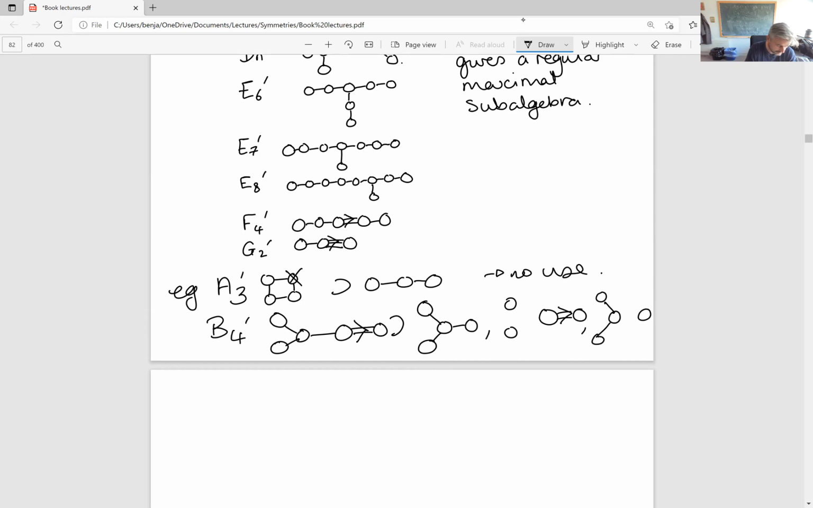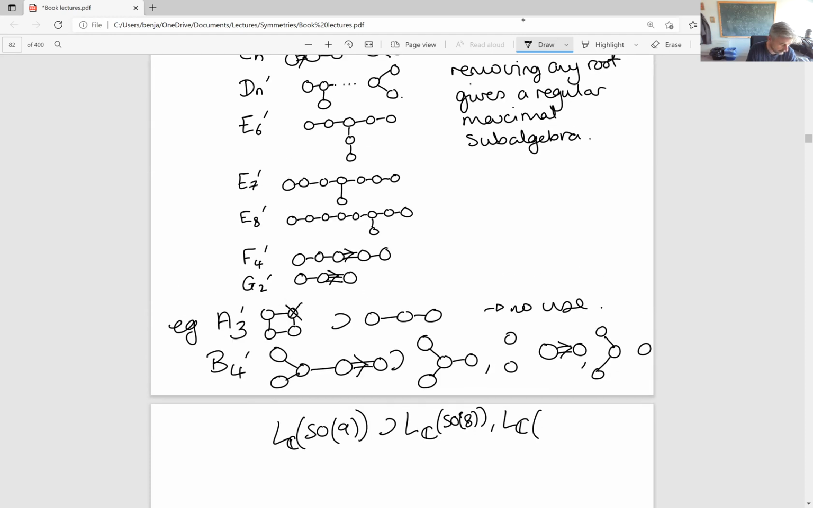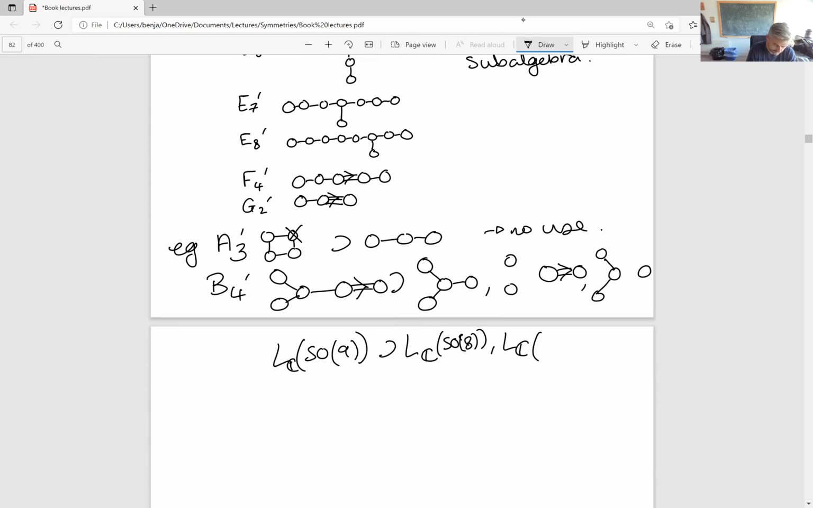So on the left-hand side, B4 itself is the Lie algebra of SO9 in physics notation. And this contains, so here we have the Lie algebra of SO8. Here we have the algebra of SO5 cross SO4. It's one way of writing it.